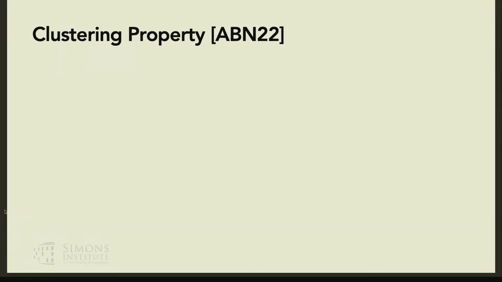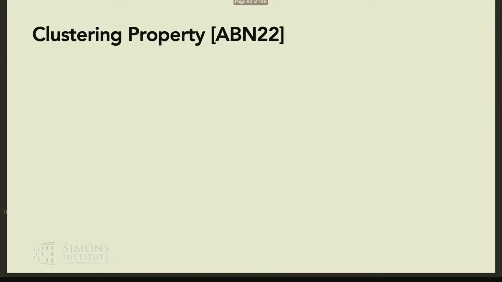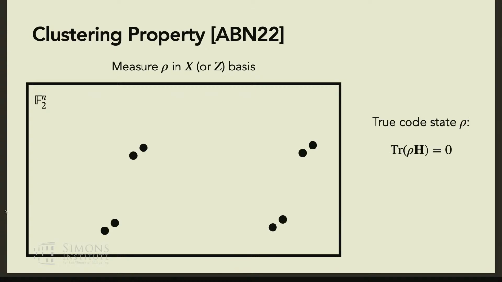Great. So what is this clustering property? It's really the only thing I haven't yet told you what it means in this picture, the last ingredient we need for NLTS. So let's consider again measuring some code state in the X or in the Z basis. We get a distribution over classical bit strings. And if we're measuring a true code state rho, so it's in the ground space of the code Hamiltonian, then essentially our measurement distribution will look like this.